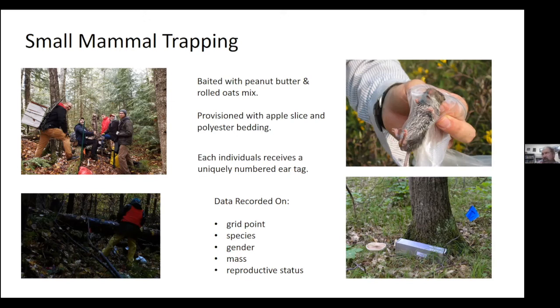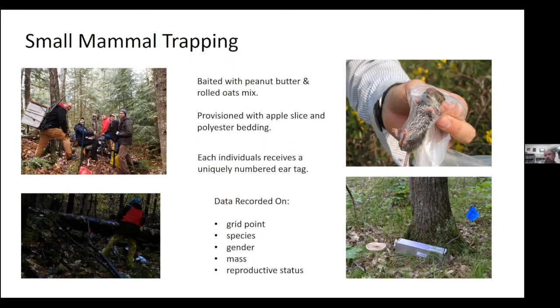Matter of fact, Gina was just working with someone. They were trying to get boreal chickadees to come to peanut butter up in the trees, and the fisher were actually climbing the trees going after the peanut butter faster than the birds got it.